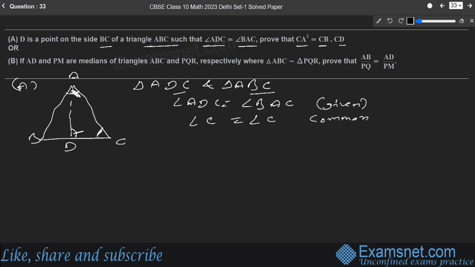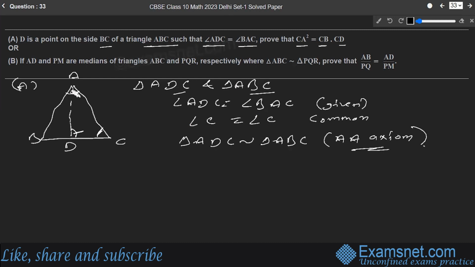So by using the angle axiom, we can write triangle ADC is similar to triangle ABC. And how have we done that? We have used the angle axiom. Two angles have been correspondingly equal, so the angle axiom has proven it. If the two triangles are similar, the corresponding side ratios should also be equal.